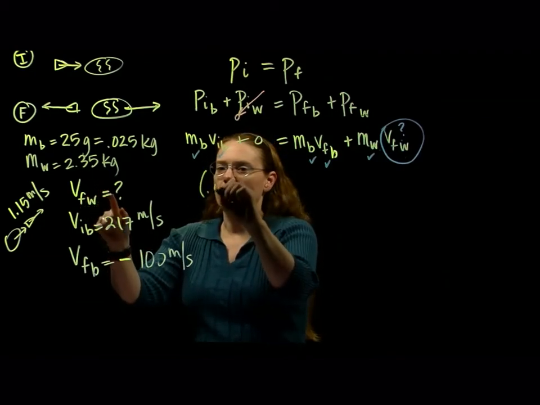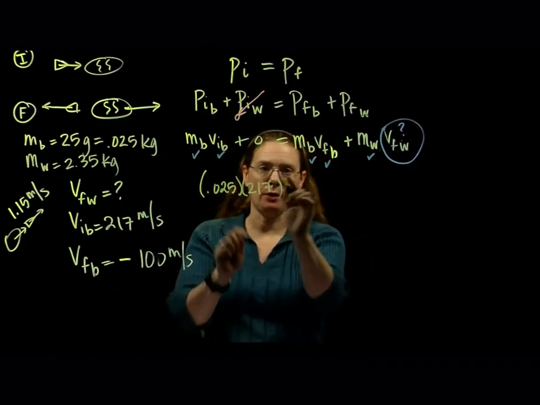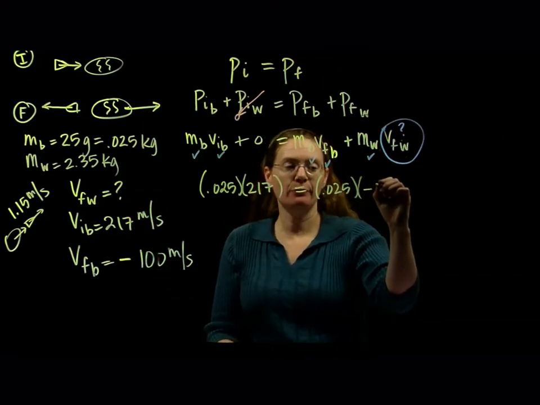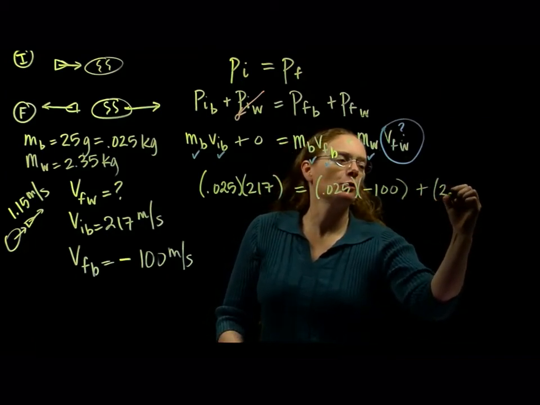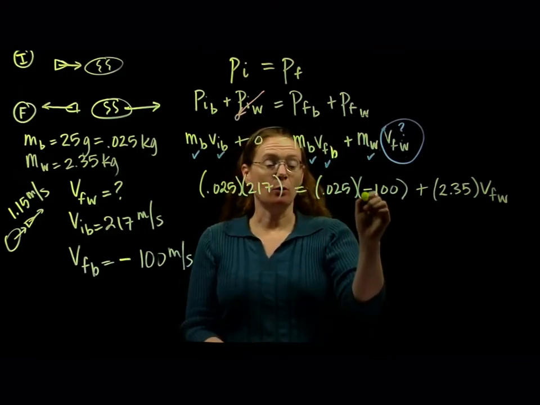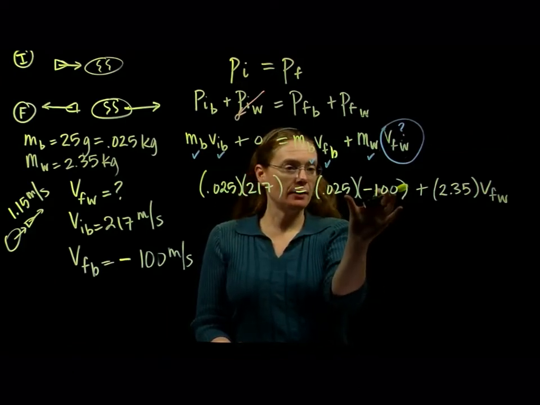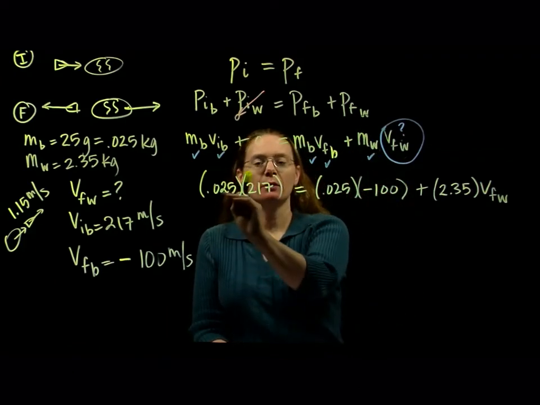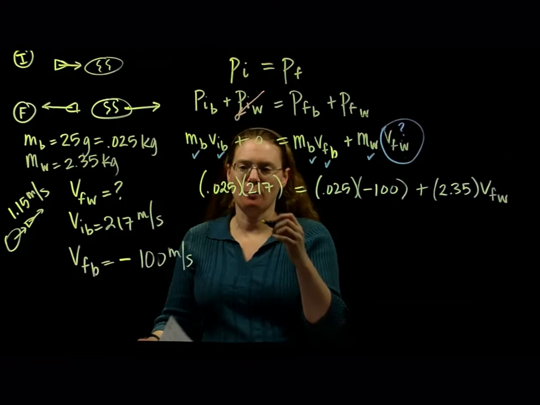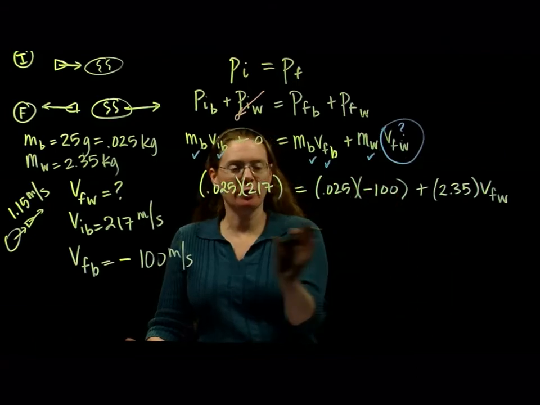Mass of the bullet is 0.025. Initial velocity is 217. This is exactly what we had before. Mass of the bullet, 0.025. Final velocity, negative 100, plus 2.35 times the final velocity of the watermelon. So again, don't lose track of that negative. It's very important. So we're going to take this number, and now this is a negative number, so when we bring it over, we're adding it to the other side. To bring it over, we have to add it.